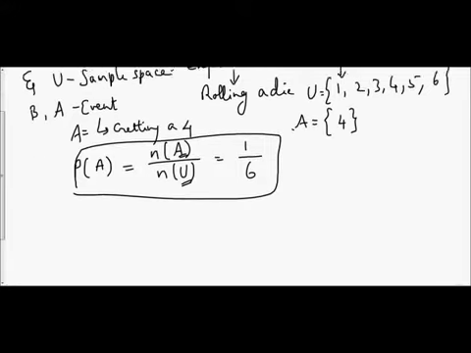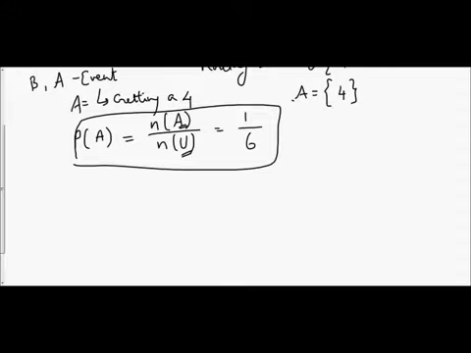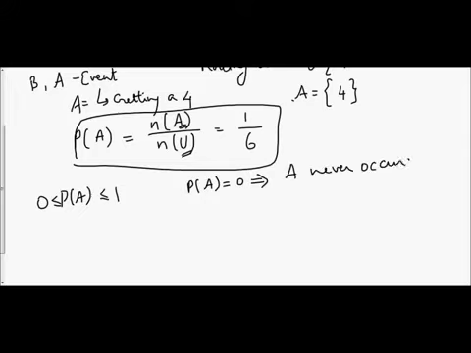Okay, there are certain properties of this probability. The probability of any event cannot exceed this range. That is, it can be only between 0 and 1. What if it is 0? That means P of A is 0, which implies that the event A never occurs. It can never occur. And what if the event has a probability of 1? It's very certain that the event occurs.